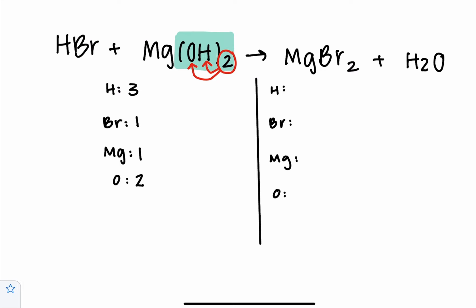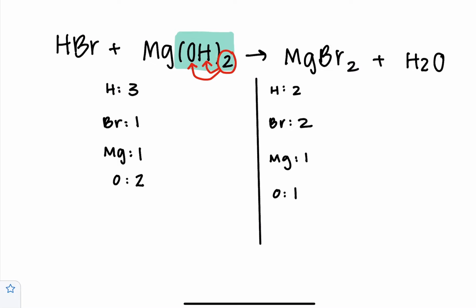For our H, we have 2 H's. And we know this because I see an H here and it has a subscript of 2. So I'm going to write there are 2 H's. For our Br, we see Br here, and it has a subscript of 2, which means there are 2 Brs. Let's look at our Mgs. There's one Mg here, and there's no subscript, so there's just 1. And then for our O, there's one O right here, no subscript, so there's just 1.